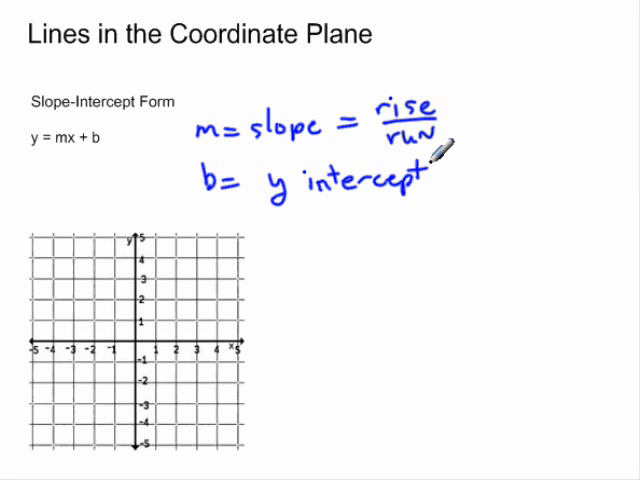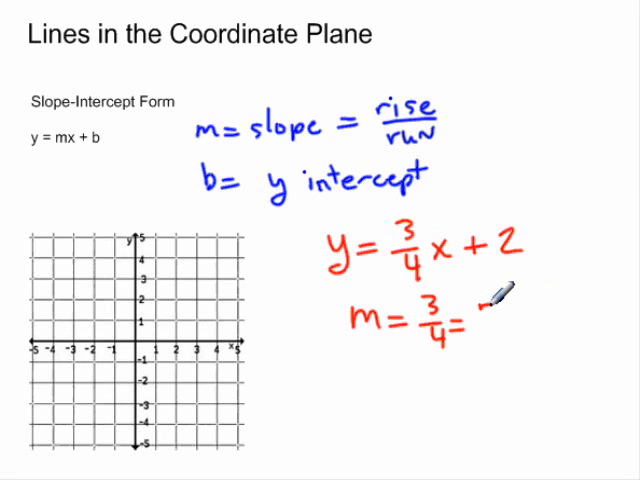So say for instance we have the equation y equals 3/4 x plus 2. We need to first identify the slope and y-intercept before we can graph. The slope is the coefficient of x. In this case, slope equals 3/4, which means we will relate to it as rise over run, and our y-intercept is 2.